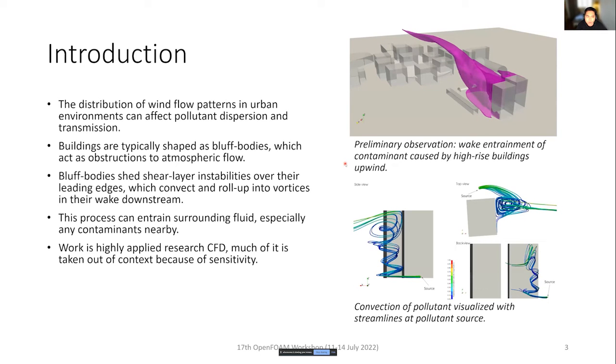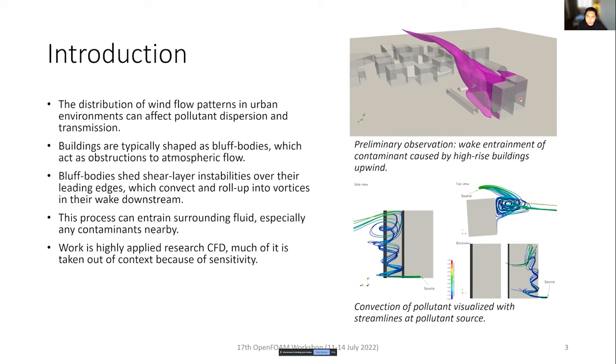Okay. Now on to the introduction. The distribution of wind flow patterns in an urban environment can affect pollutant dispersion and transmission. For example, if you look at the top right, here we have a cluster of buildings, and somewhere upwind, these two high-rise buildings, we see a particular dispersion pattern of an isosurface of a contaminant that is propagating downwind onto a cluster of buildings, so to speak. In this case, the wind is blowing from the bottom right to the top left, whereby the presence of these two bluff bodies affects not only the wind flow patterns, but also the propagation and convection of the pollutants in this so-called city.